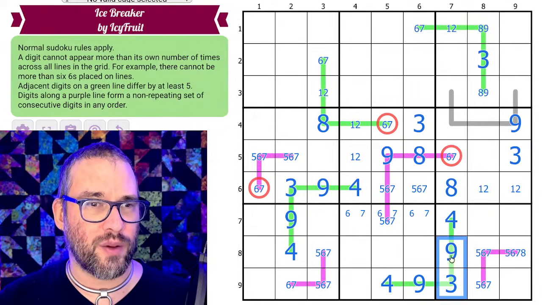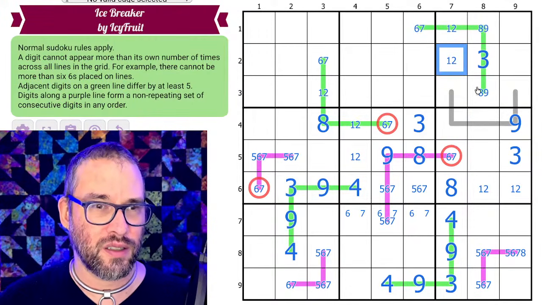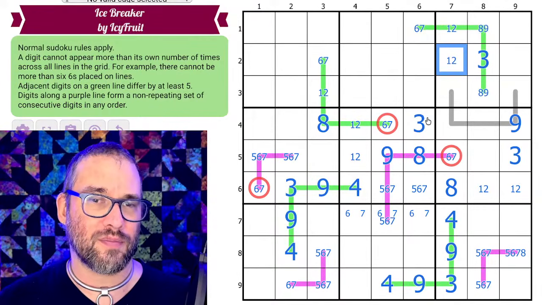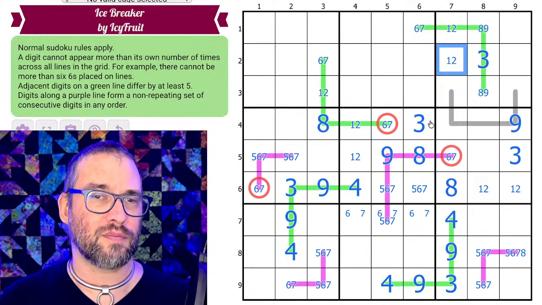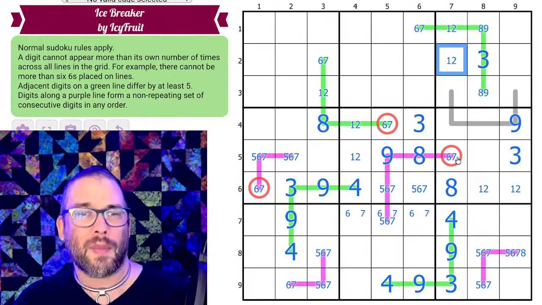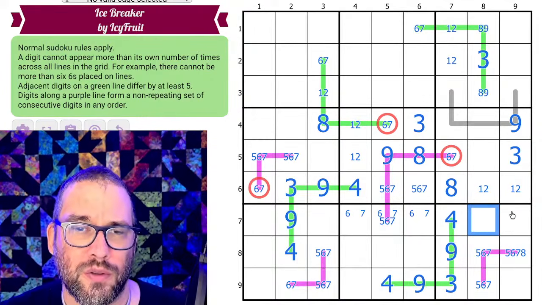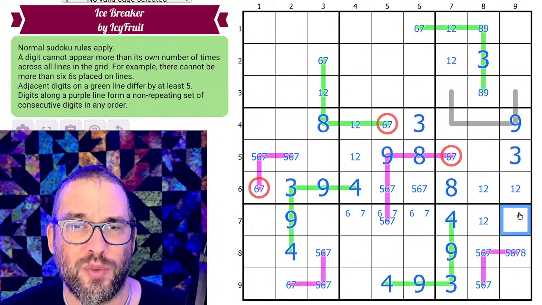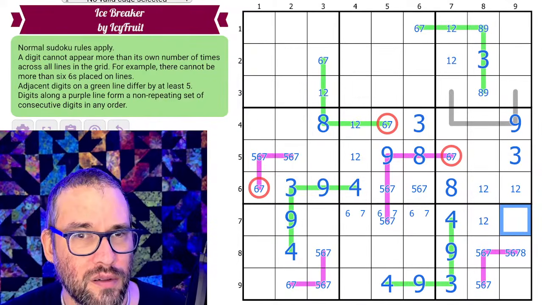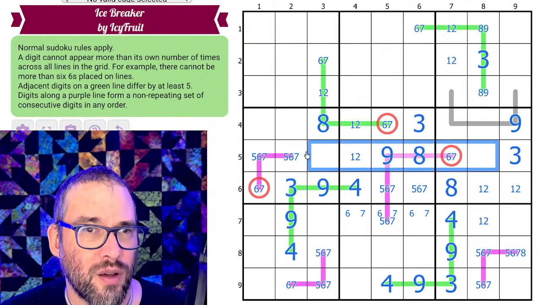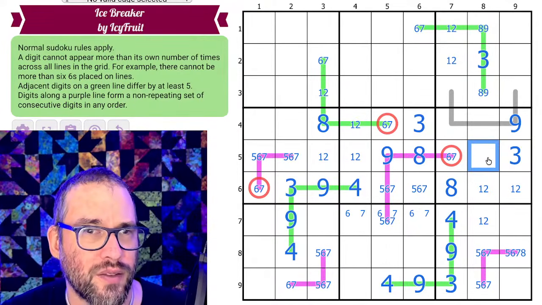Oh, Nicholas asking where does the other 1, 2 go in column 7? It goes here. This has to be a 1, 2 for box 9 because we can't put both of them here. Oh, so the other 1, 2 in box 5 is here. So this is known. It's a 4.